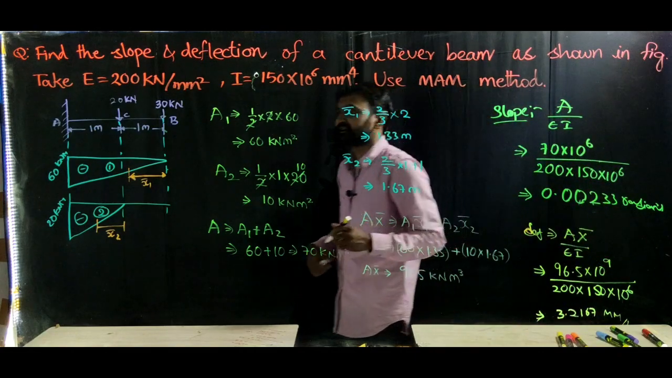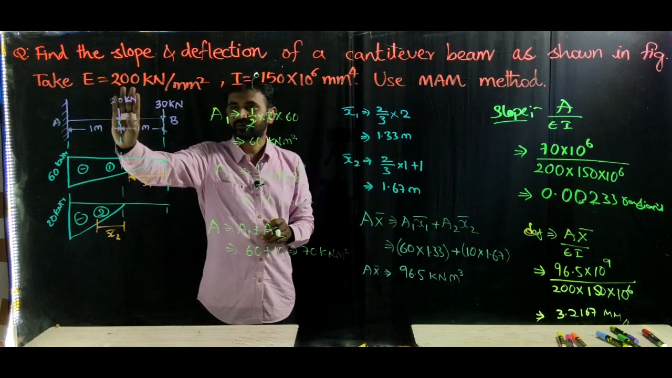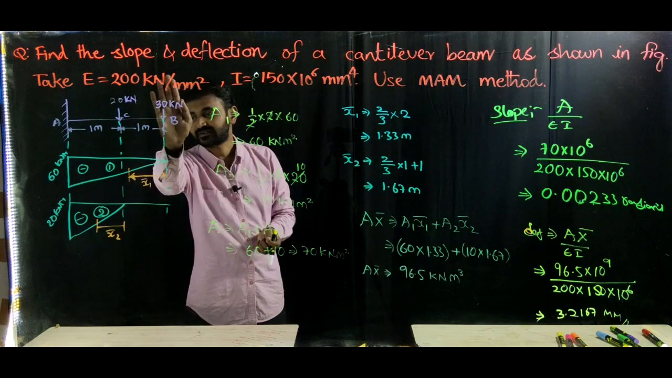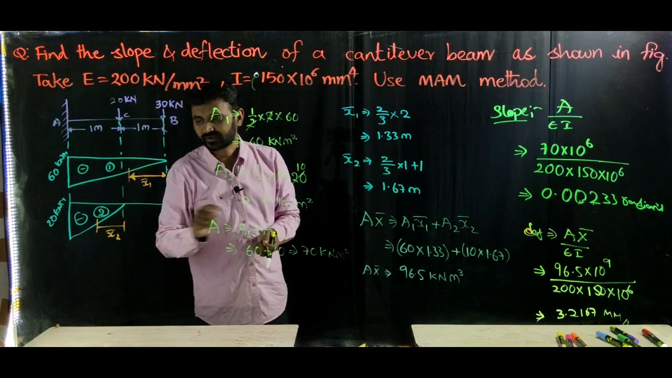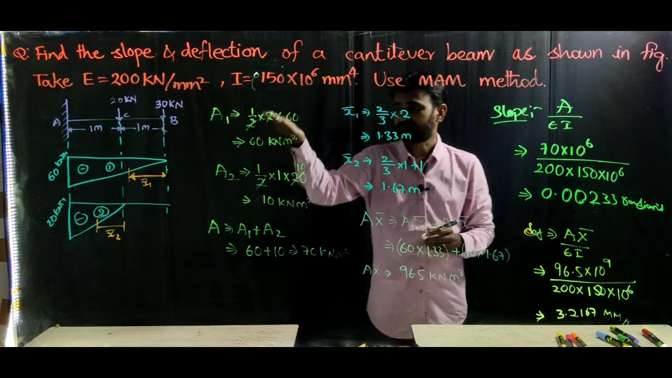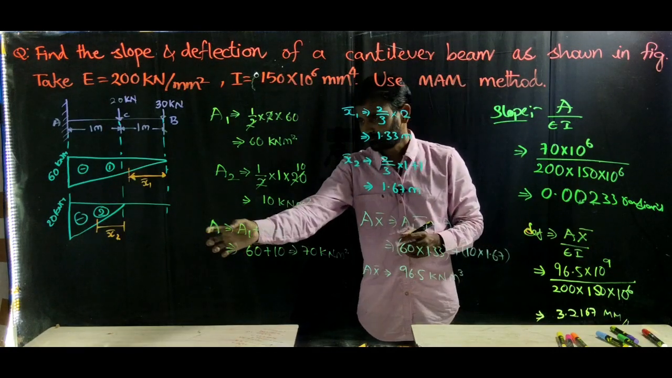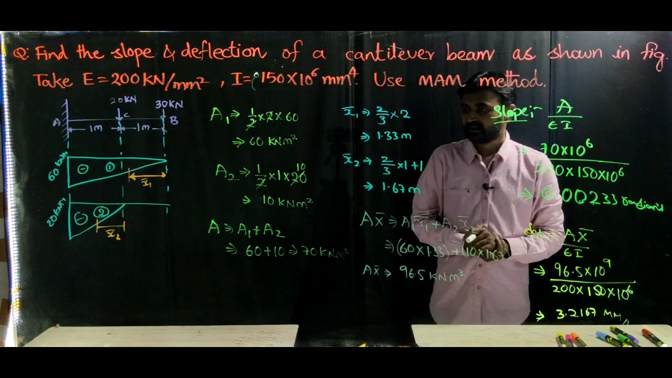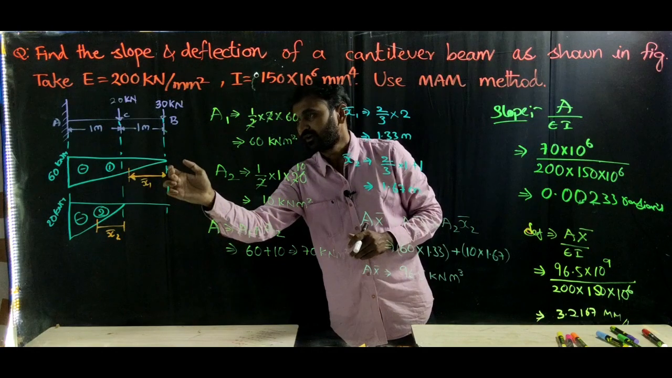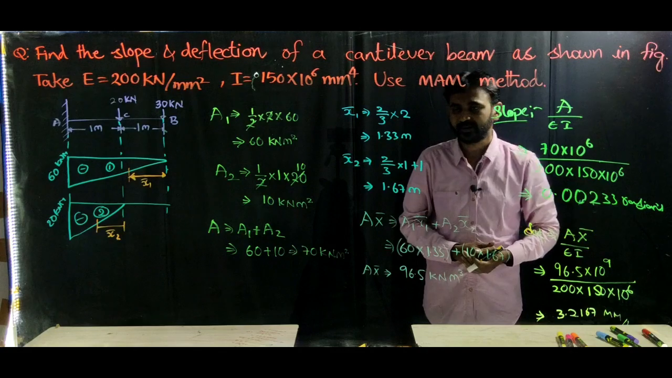Here in this problem, the question is a cantilever beam with two point loads. First you consider that there is no load over here, and calculate the area. Then you consider the second load, thinking there is no load over here, and get this area. Because it's a triangle, the area is half into base into height. You got A1 and A2. Then you calculated the total area by adding A1 and A2. Now you have to calculate x1 bar, x2 bar. For every triangle, that will be 2/3 of the base.